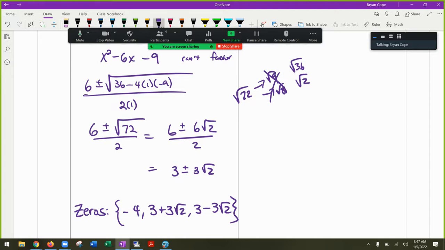Those are our 2 zeros then, right? -4 is a 0, and I don't care if you split them up or not. You don't have to. 3 plus 3 root 2 and 3 minus 3 root 2.